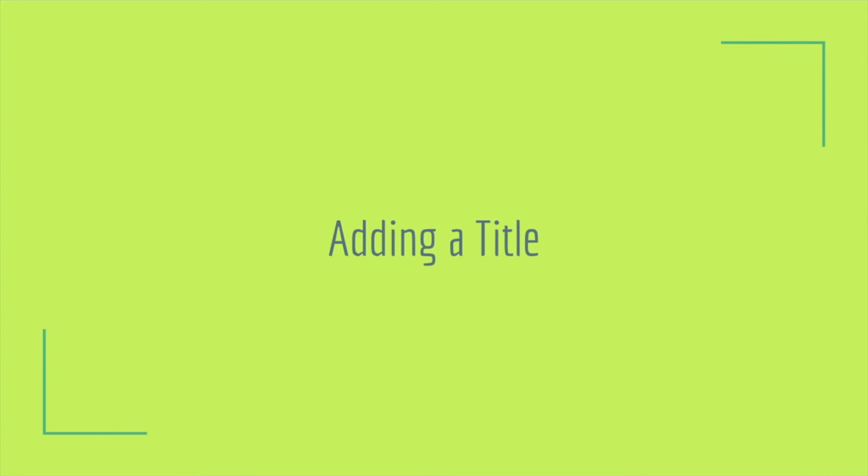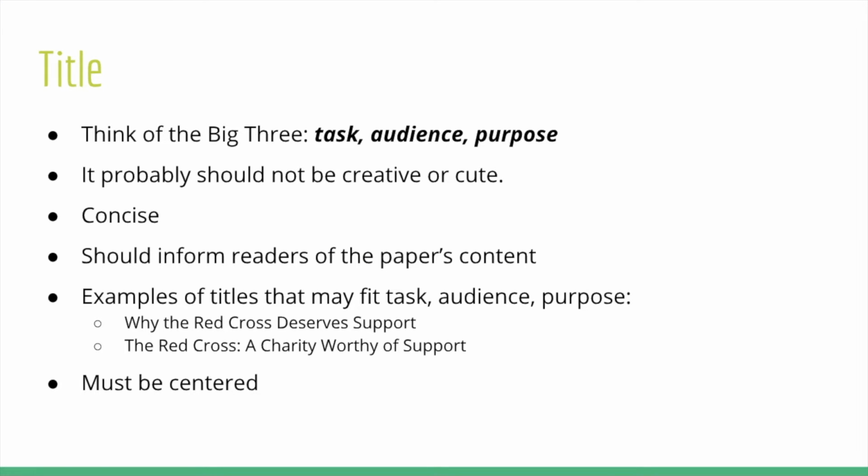Moving along, now it's time to add a title. The number one thing to remember is to think of the big three. Whenever you are writing, you always need to remember your task, audience, and purpose. So when we think back about the prompt for this charity paper, we have to think of a title along with every other decision that we make that is in keeping with the task at hand and the audience and the purpose. So in this particular case, our title probably should not be creative or cute, considering that this is an argumentative research paper about a serious topic.